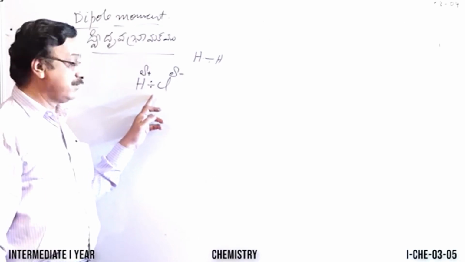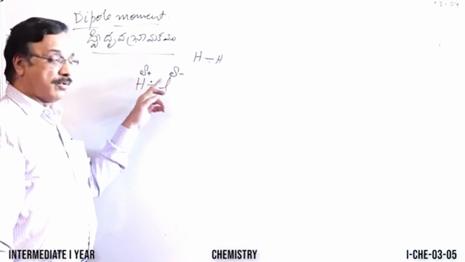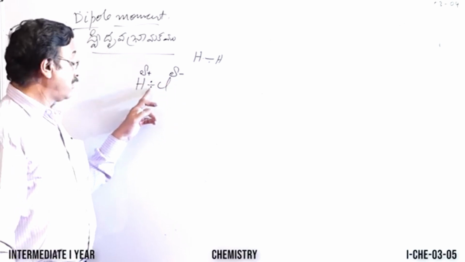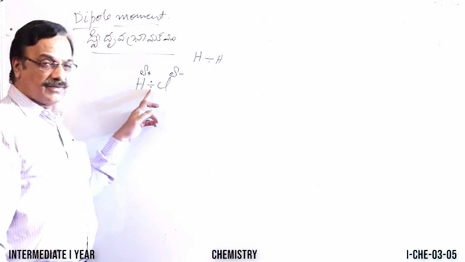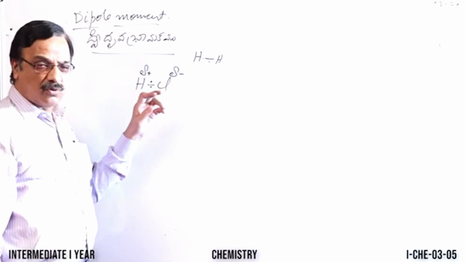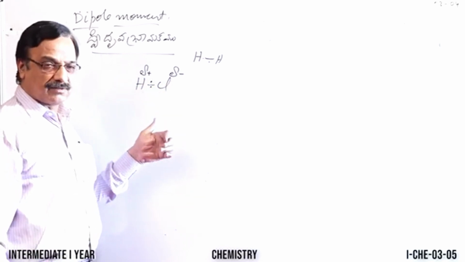Dipole, right? A molecule with dipole means there is a covalent bond with some ionic character. Covalent bond with some ionic character.